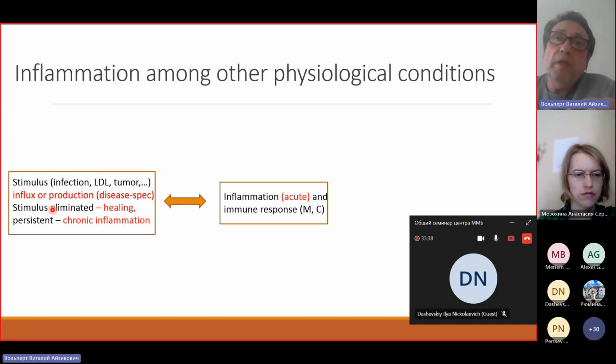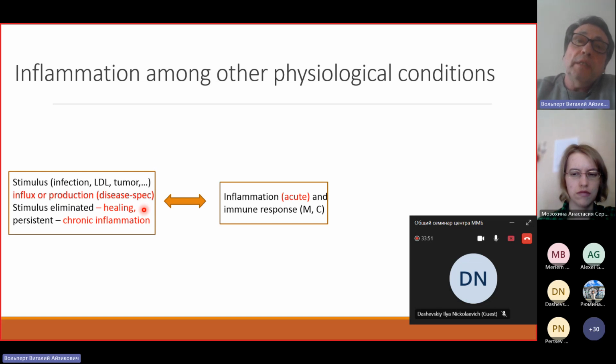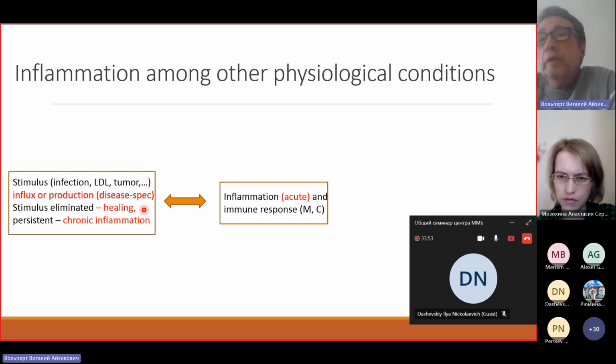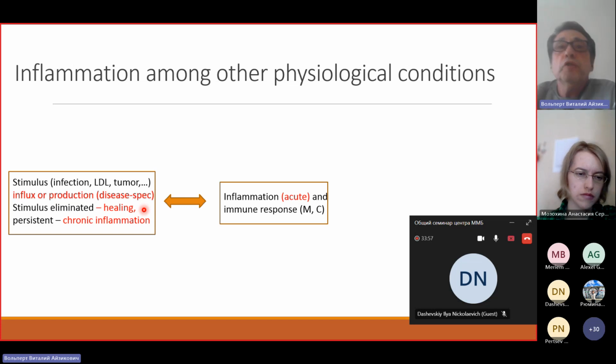So if the stimuli are eliminated, so the disease is finished, so inflammation is also finished. The injury in a large sense is healed, so everything is okay. On the other hand, if immune response and inflammation cannot eliminate the stimuli, this disease becomes persistent, and it is related to chronic inflammation. So this is the first very important step.